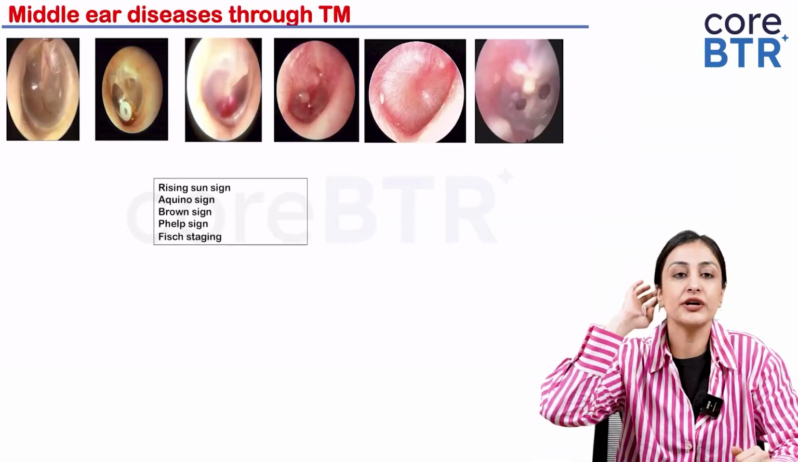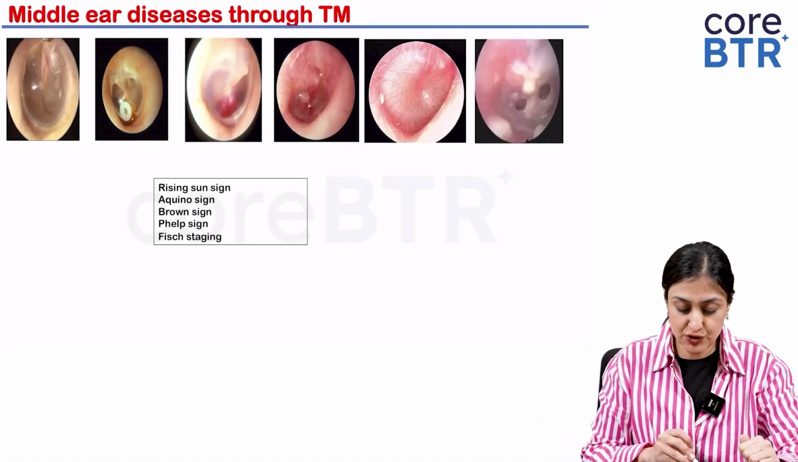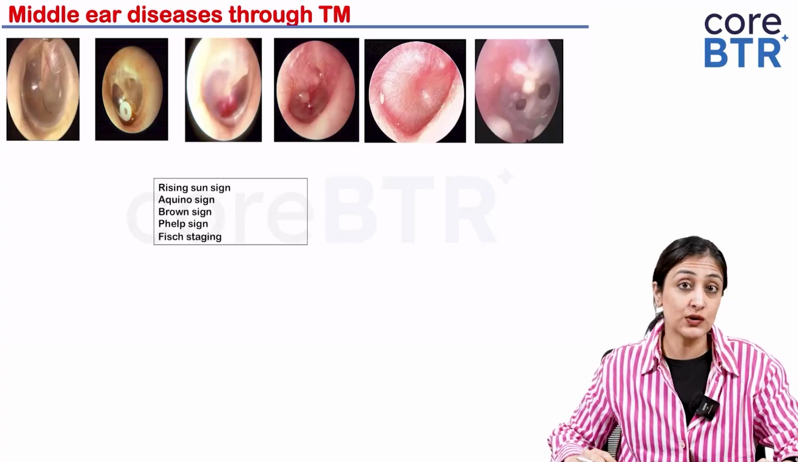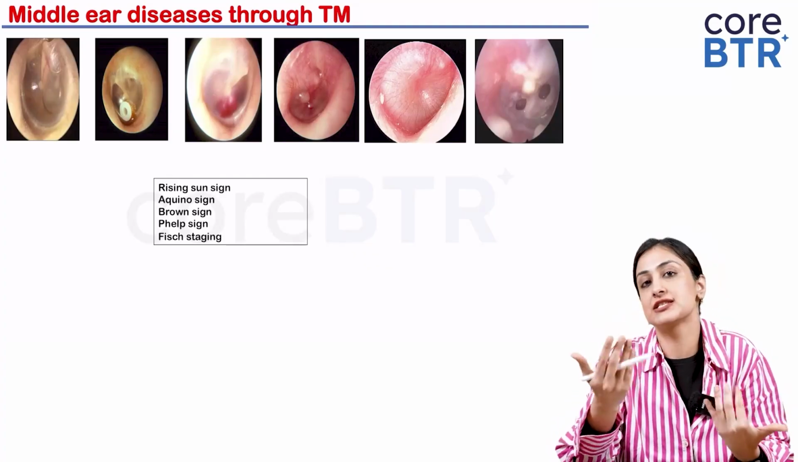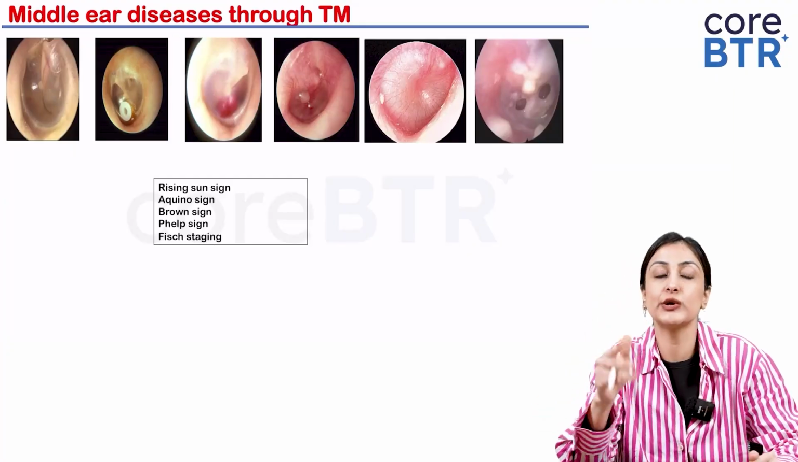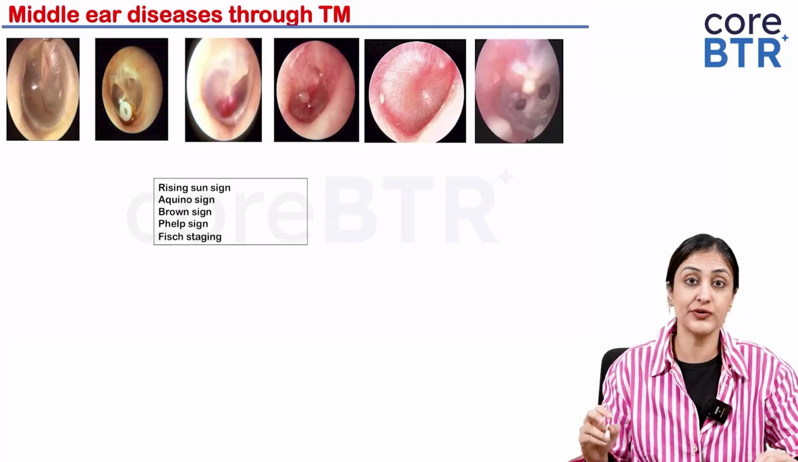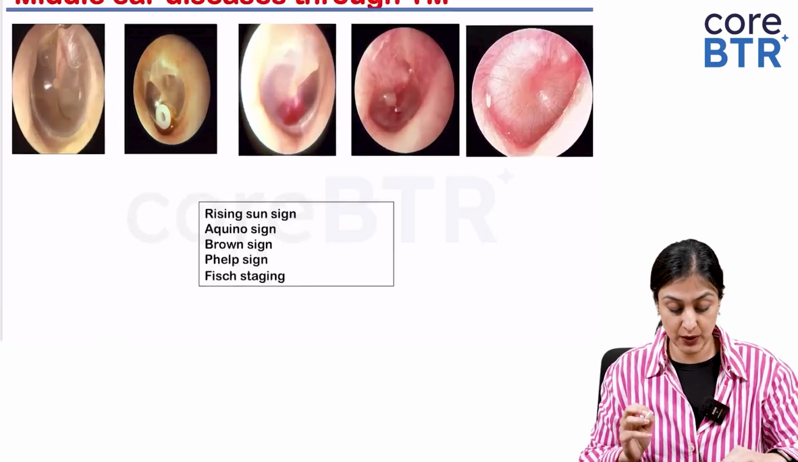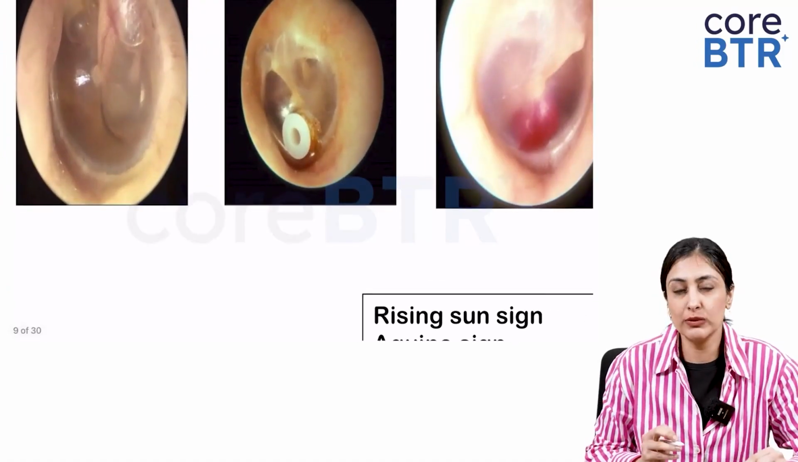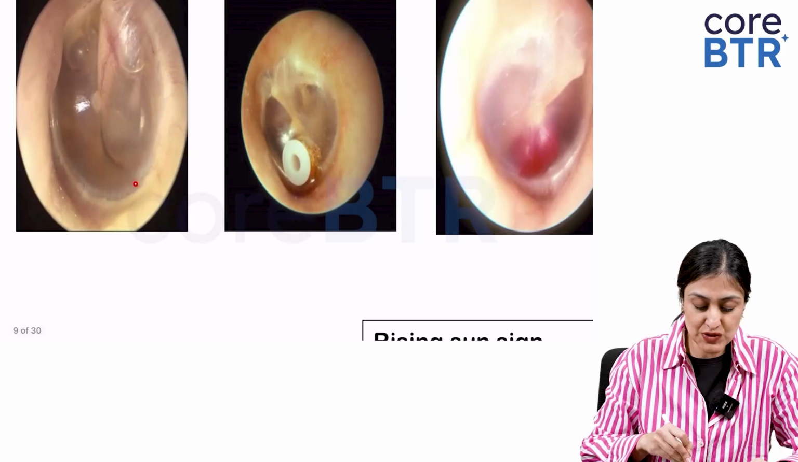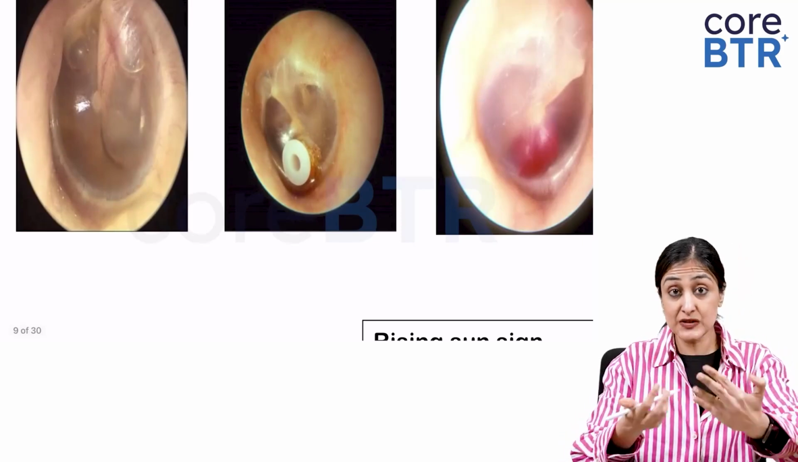So now we're going to be talking about middle ear diseases, and I'm going to show you the pictures because the diagnosis is going to be made on external examination, right? So we're going to be looking at it through the tympanic membrane. So let's have a look at these images and try to study these diseases right here, right now. First one, the most commonly asked one. So this is where, can you see how the tympanic membrane is bulging?